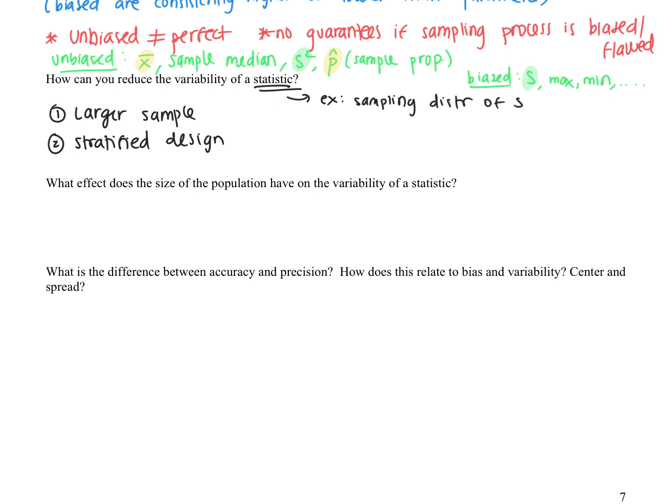Okay, something that is kind of counterintuitive. If we take a bigger sample, the variability of the statistic will go down. What about, though, the population? We might think the same thing. Oh, if the population's bigger, there's going to be less variability in the statistic. That's not the case. So what effect does the population have on the variability of the statistic? None.